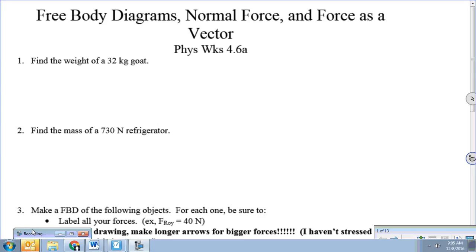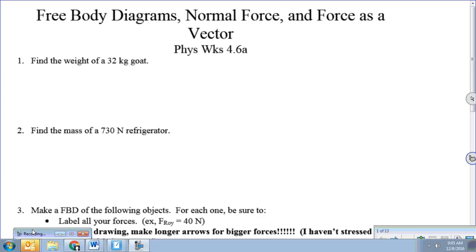Every one of these problems, I'm going to follow the same three basic steps. Step one is always, in every one of the free body diagram problems, I'm going to give you either the mass or the weight. You got to find the missing one. Numbers 1 and 2 make sure you know how to do that. So that's always your first step: identify mass and force of gravity.